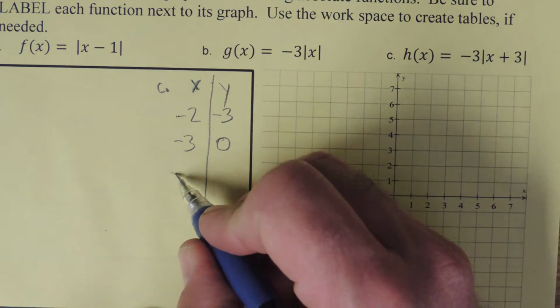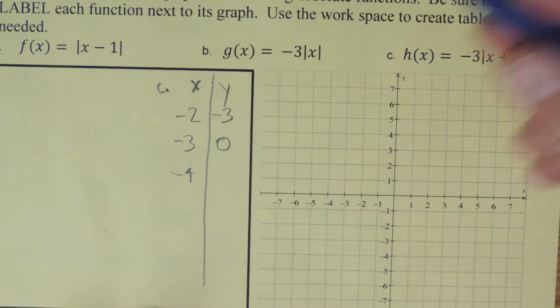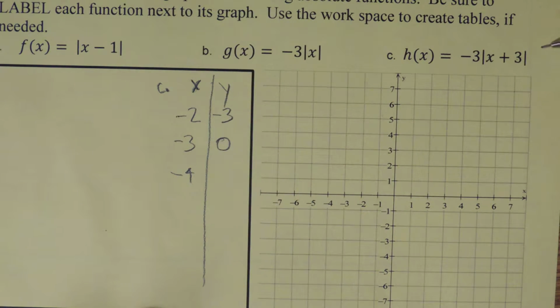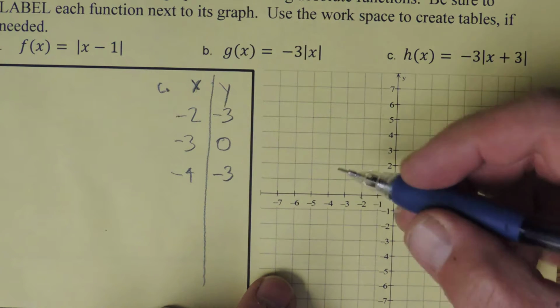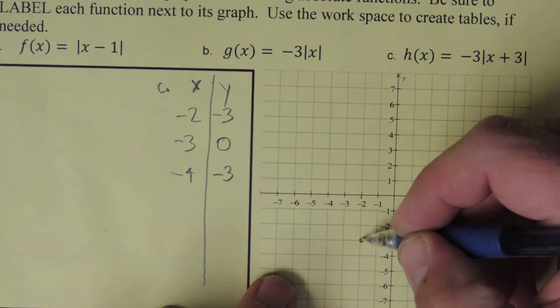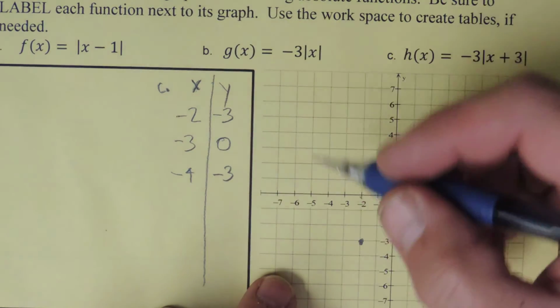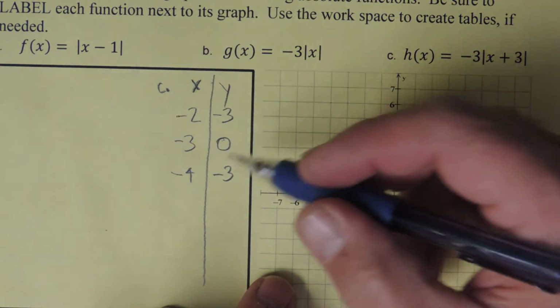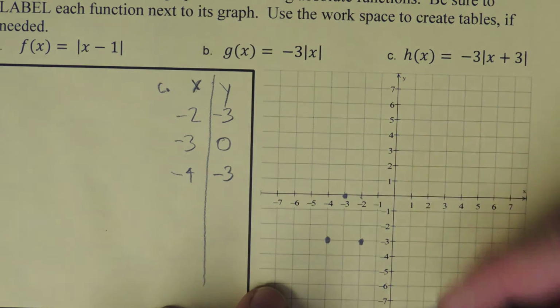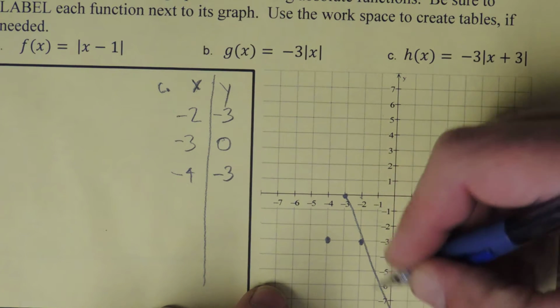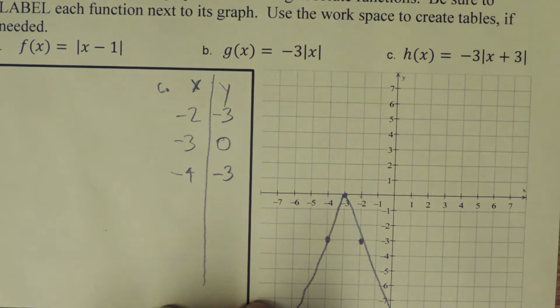And I'm going to go ahead and try negative 4. So I put negative 4 plus 3 is going to give me negative 1. But if I take the absolute value of that, I get a positive 1. Then I multiply by negative 3. I get negative 3. So if I graph that, negative 2, my y value is negative 3. Negative 3, my y value is 0. And at negative 4, my y value is negative 3. And I draw a straight line for each one of those, and I have my graph.